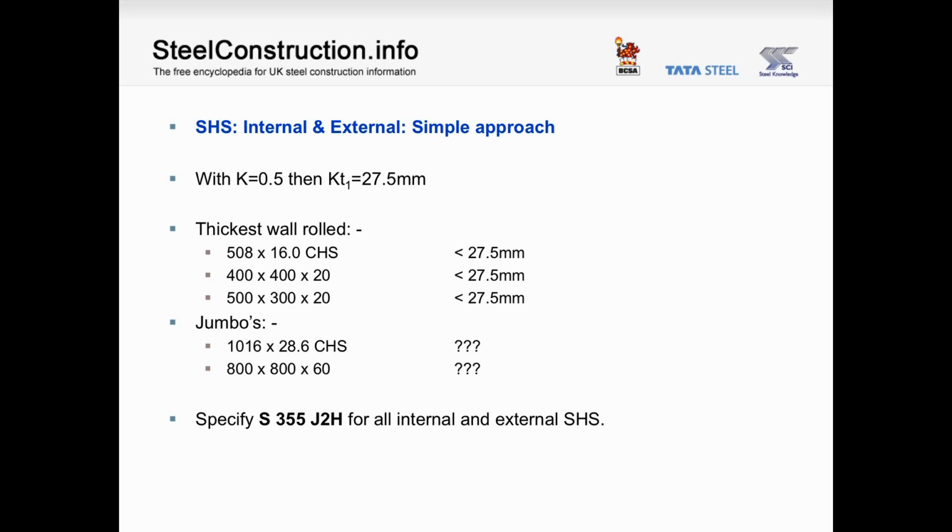Now let's assume the hollow section is going to form the bottom chord of a tubular truss so that the K factor is 0.5. Therefore KT1 is 27.5 millimeters. The mainstream sizes of hollow section available in the UK have a maximum wall thickness of 20 millimeters. So for Tata Steel hollow sections, the standard subgrade covers virtually all possibilities. Jumbo sections, however, would need a little bit of thought.